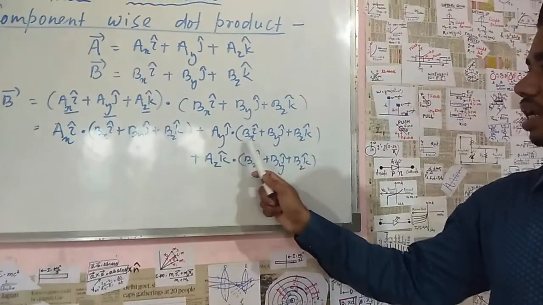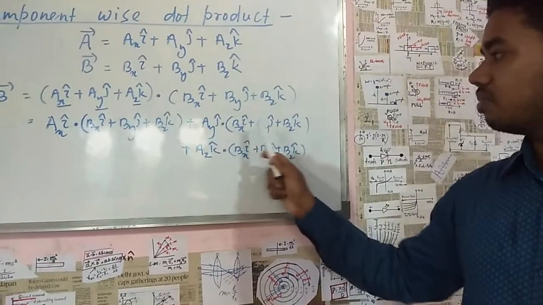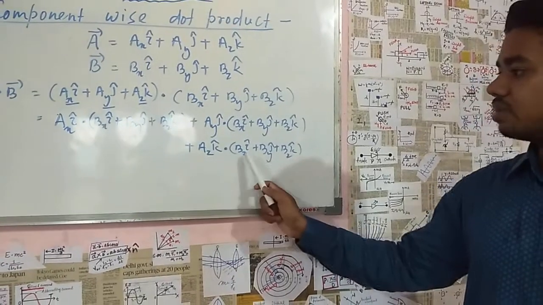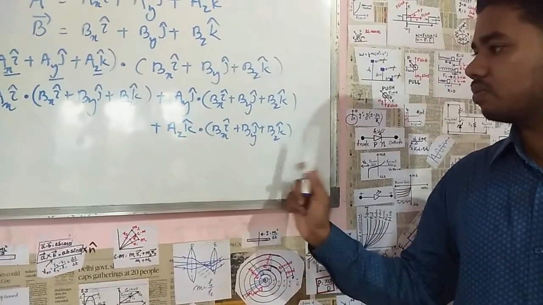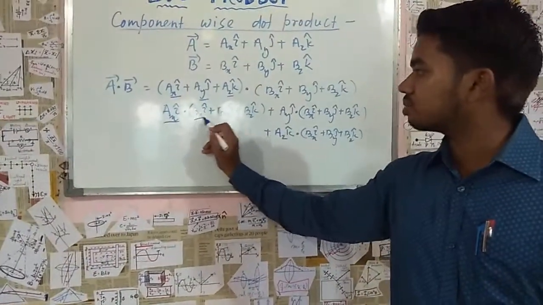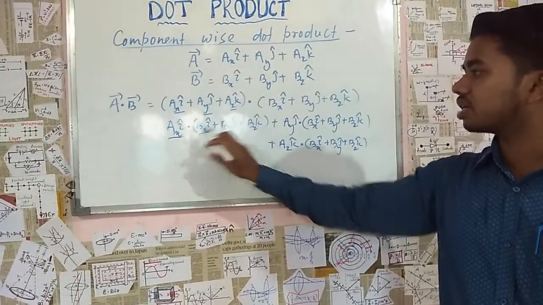Similarly, ay, bx multiplied, j cap dot i cap is 0. j cap dot j cap is 1. j cap dot k cap is 0. Similarly, az, bx multiplied, k cap dot i cap 0. k cap dot j cap 0. k cap dot k cap 1. So what will be the results? Here we will get one result, ax, bx, because these two will be 0: i cap dot j cap 0, i cap dot k cap 0.